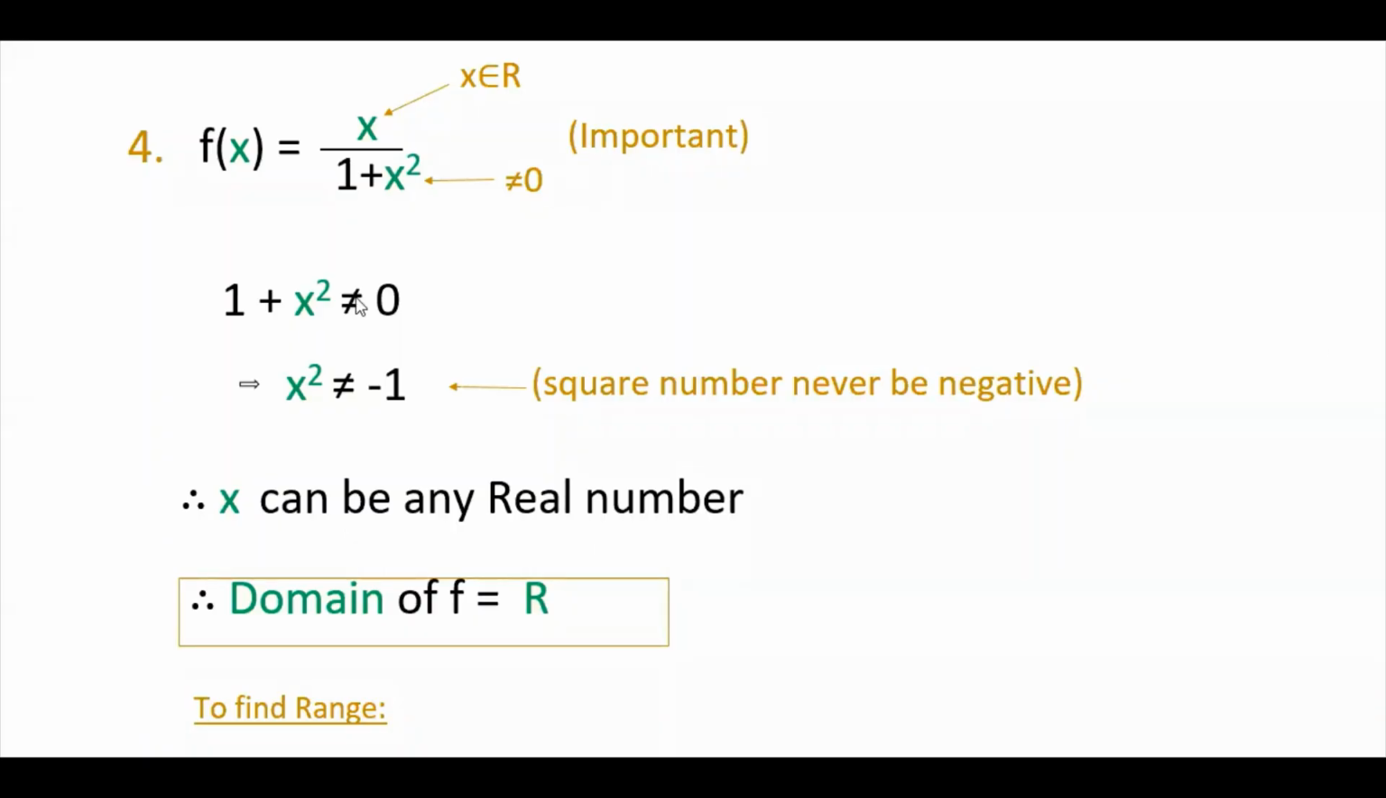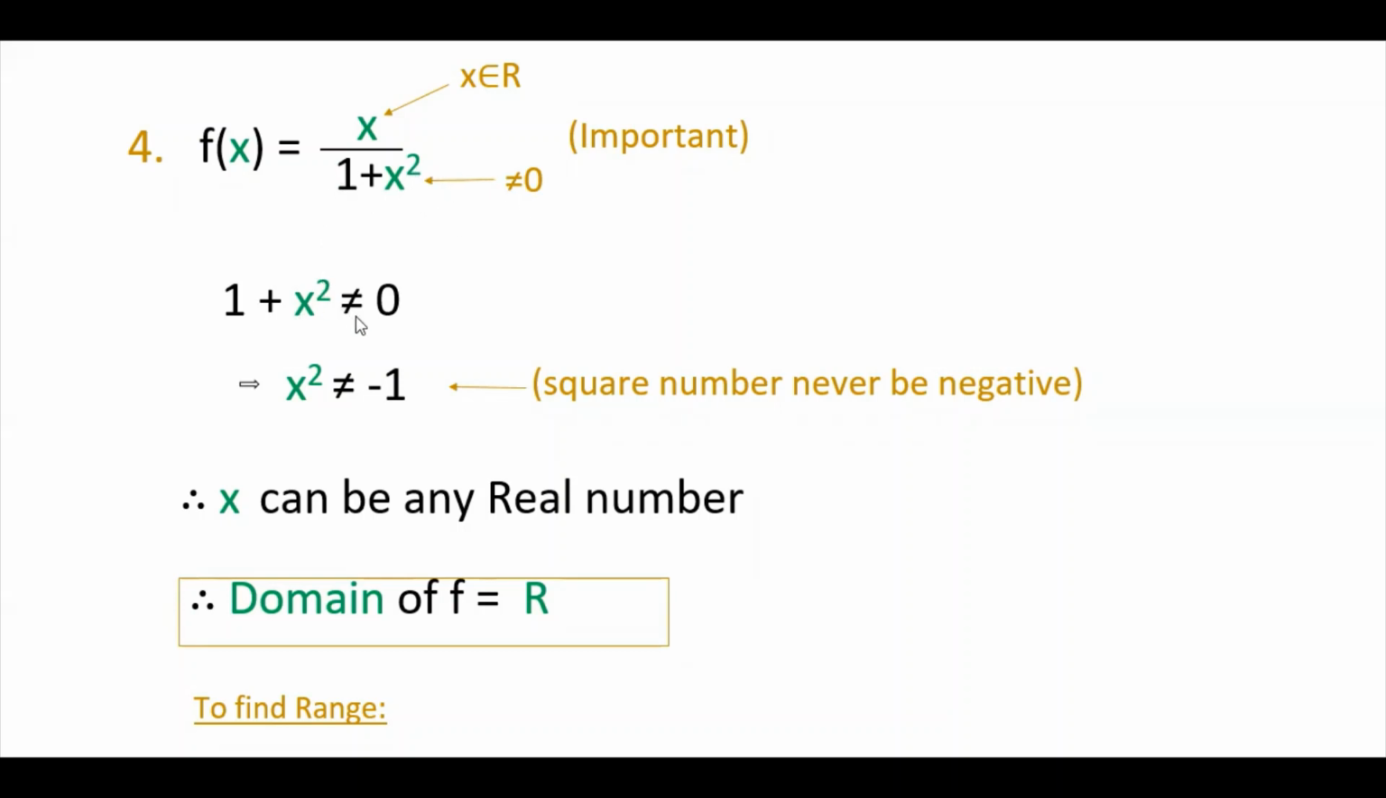This is another important problem. f of x is equal to x by 1 plus x square. So here x is in the numerator as well as in the denominator. So here you have to check the numerator first. Here x, you can apply any real number. So here x belongs to capital R, and in the denominator case it should not be equal to 0.